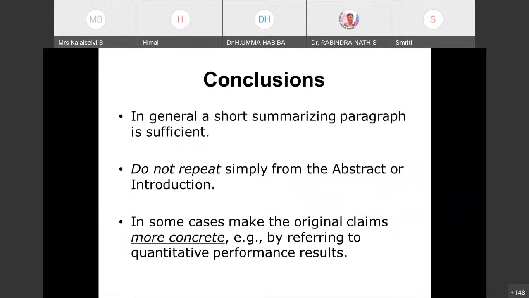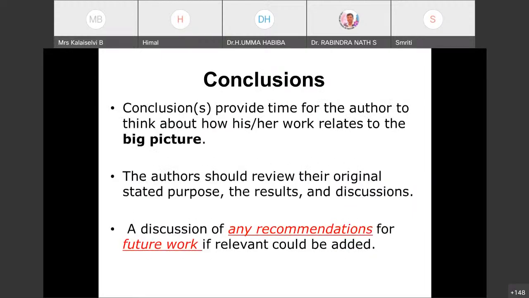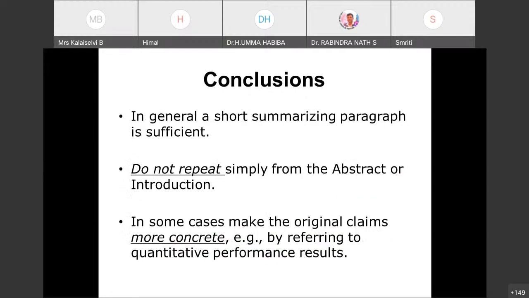Then, of course, the final section will be the conclusion section, and it provides time for authors to think about how it relates to the big picture. I mean, your results and how they are related to previous results, as well as to the advancement of the research topic in your field. So there are things that you also need to consider when you are writing the conclusion. In general, it has to be in a summarized manner.